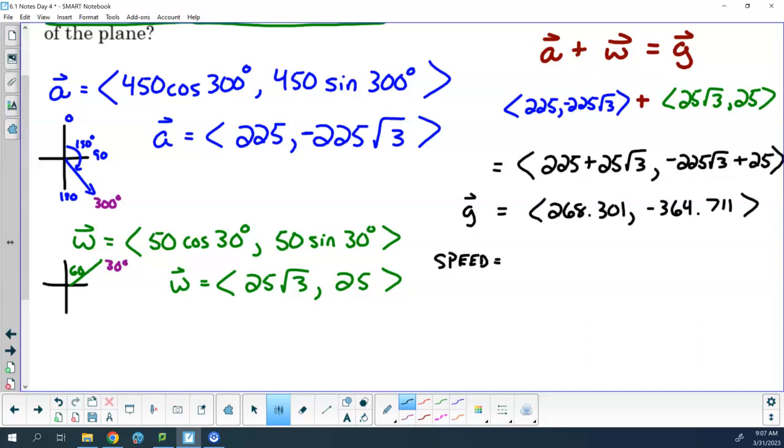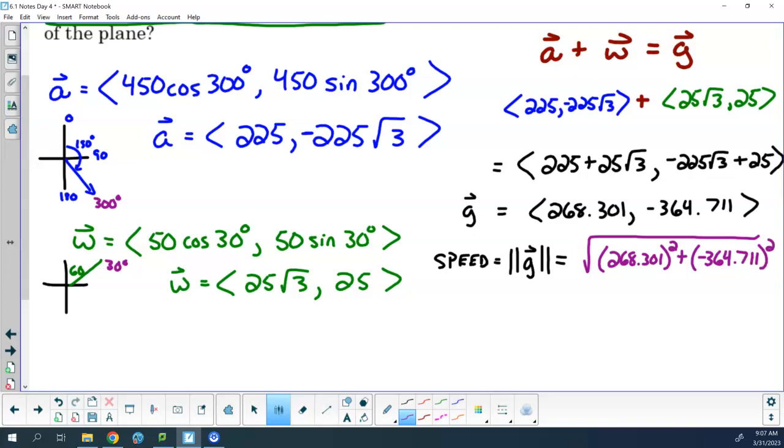What part of the vector is speed? I have already said it today. Magnitude. We just need to find the magnitude of this vector. Find it.